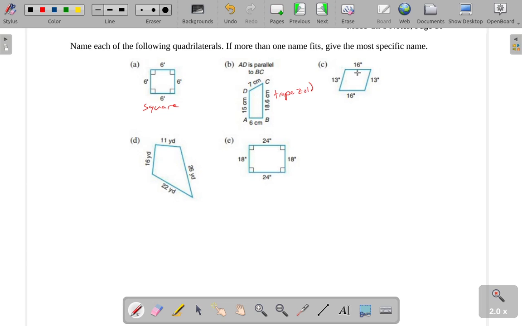On this one, it doesn't say anything about sides being parallel, but it turns out when we have the two opposite sides like this being the same length and the two opposite sides like this being the same length, then they end up being parallel as well. So this actually would end up being a parallelogram.